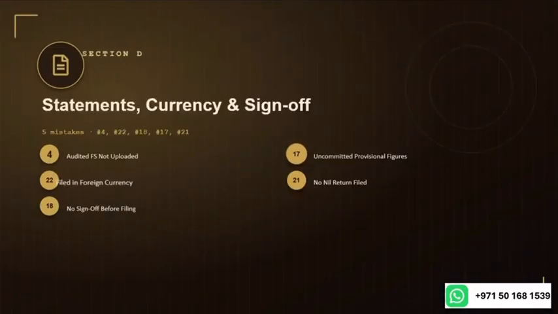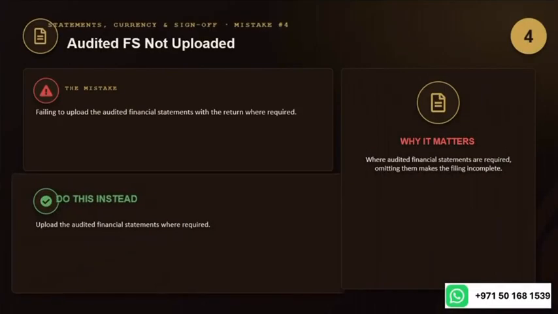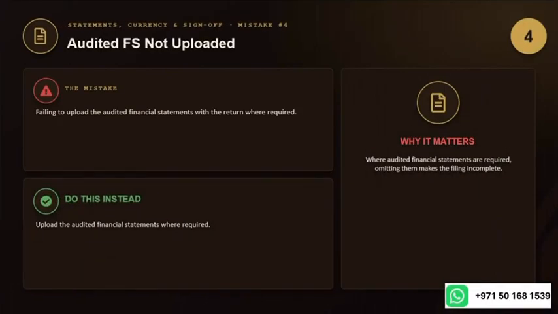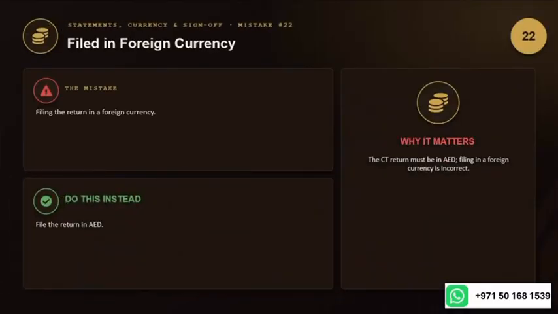Section D covers 5 critical mistakes related to statements, currency, and sign-off, emphasizing the importance of proper documentation and approvals. Uploading audited financial statements is necessary to complete the filing process and avoid incomplete submissions. Filing returns in the correct currency is crucial to ensure compliance and avoid discrepancies.